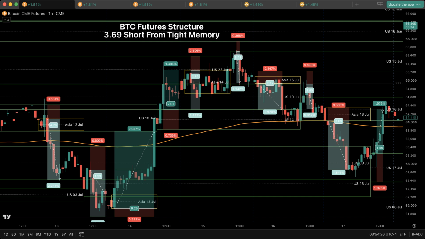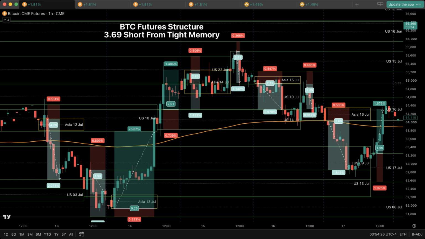Continuation can fail earlier. When a session forms inside the lower half of old memory, the first question is control. Can price hold above the Asia lower boundary? Can buyers defend the compressed base? Can price reclaim the midpoint? If not, the short can open.